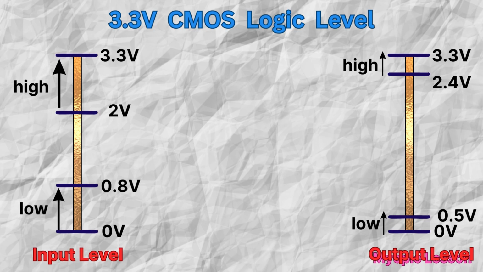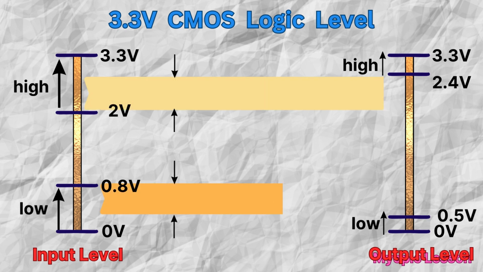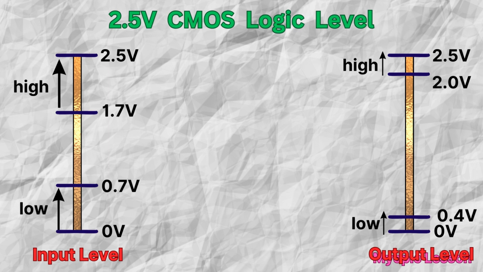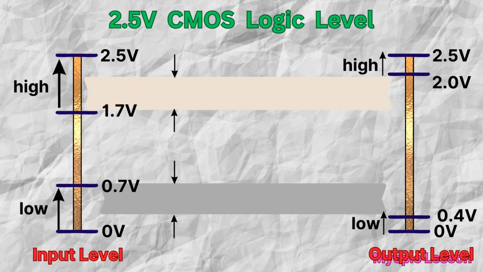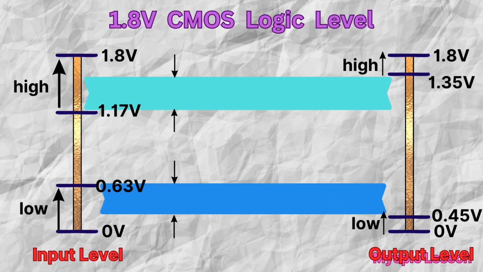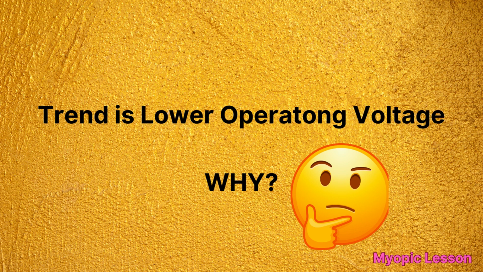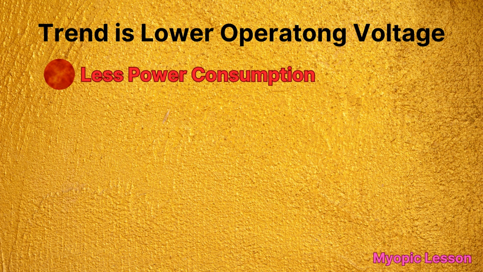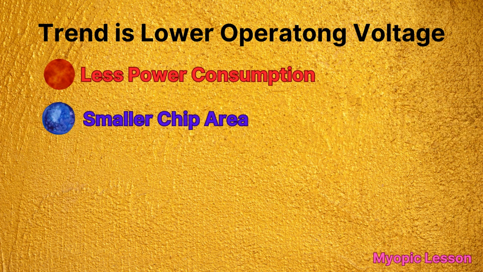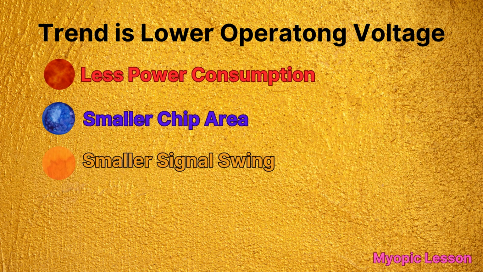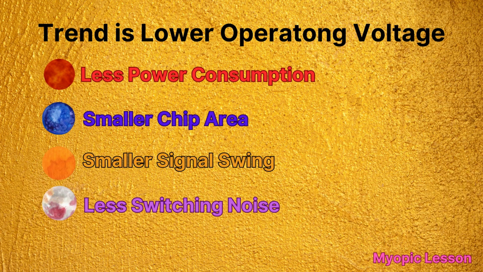CMOS gate is designed also to work on 3.3 volt. Here is the corresponding noise margin. A 2.5 volt CMOS logic is also available in practice. A further lower level of 1.8 volt is used along with. But why is the decreasing trend of voltage in real field? It is due to less power consumption, smaller chip area, smaller signal swing, and less switching noise.